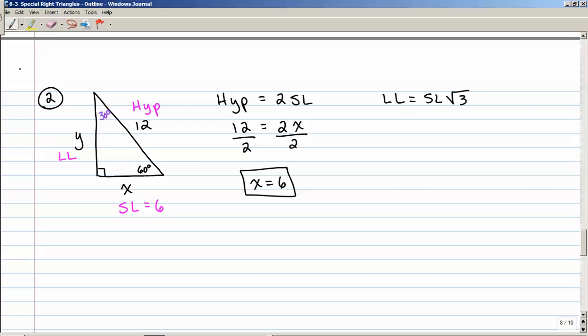Now I can use my other formula. I don't know what my long leg is, so that's called y. My short leg I found was 6, times the square root of 3. So the value for y is 6 square root of 3.